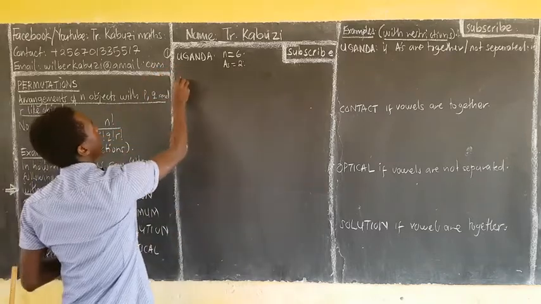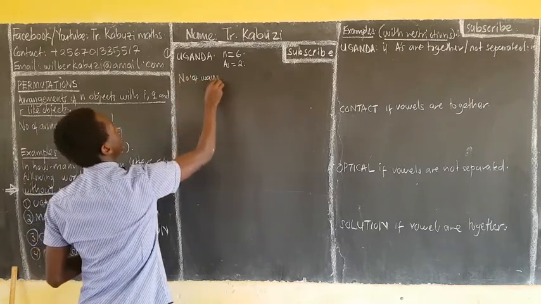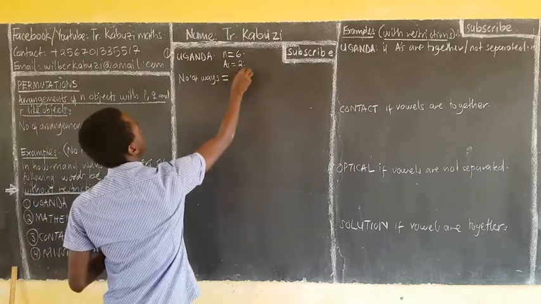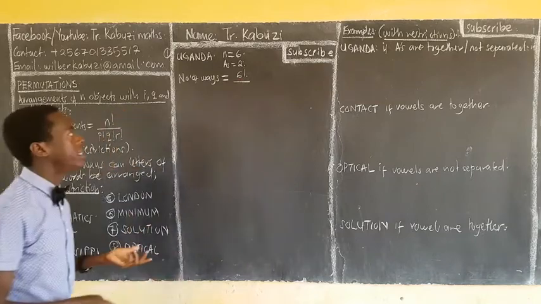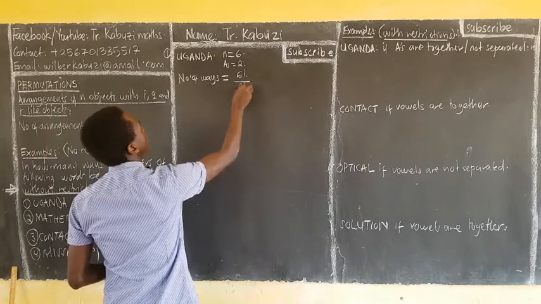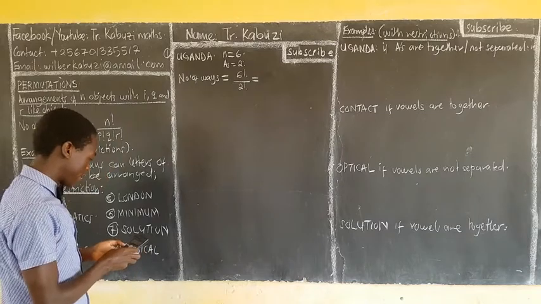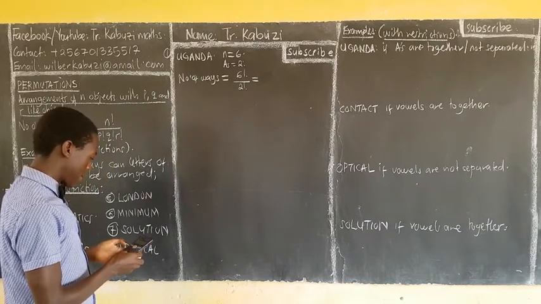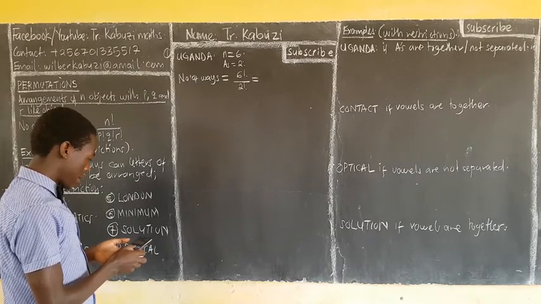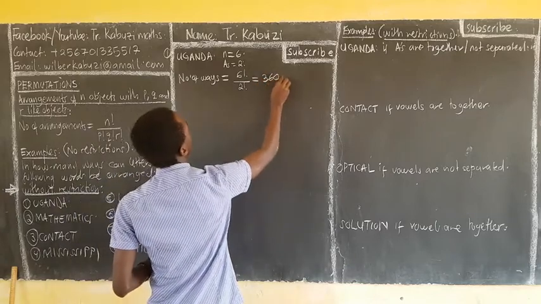So the number of ways you can arrange is the total, 6 factorial, over those that are repeating. Here we have only 2 A's, so 2 factorial. You just press your calculator, 6 factorial over 2 factorial, and this will give you 360 ways.